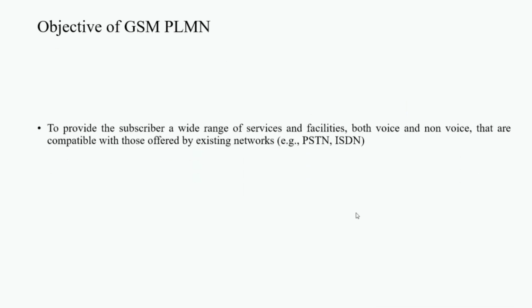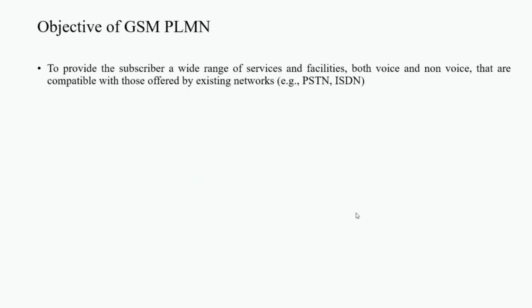Now, the objective of PLMN. A GSM PLMN cannot establish a call autonomously other than a local call between mobile subscribers. In most cases, the GSM PLMN depends upon the existing wireline network to route the call. Most of the time, the service provided to a subscriber is the combination of the access service by a GSM PLMN and the service by some existing wireline network.